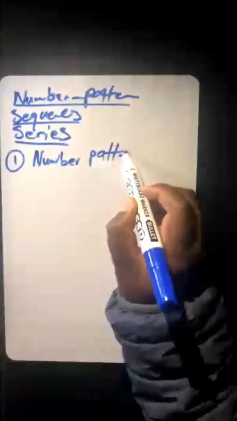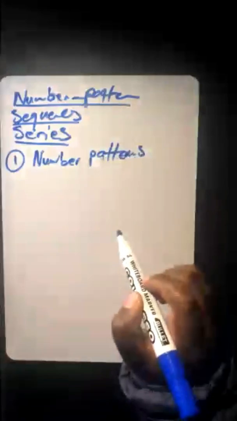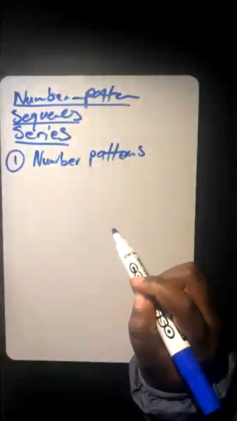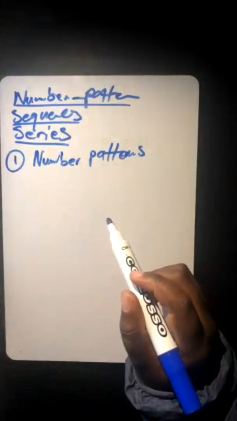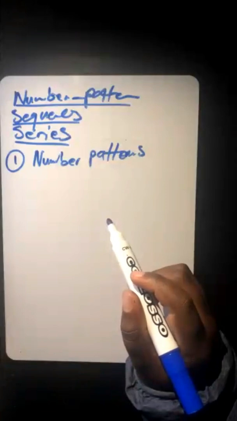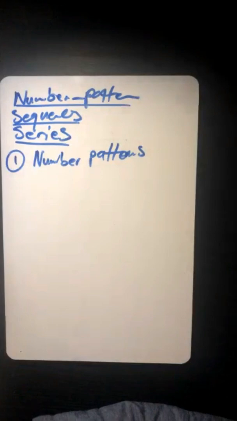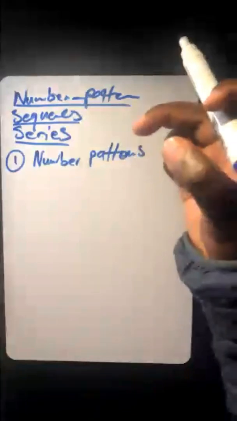Okay, number one, what I want to talk about quickly is what you guys know very well as number patterns. Good people, a list of numbers in order is called a number pattern. It's as easy as that. A list of numbers in order is what we call a number pattern. So that means you must be having a list in a certain type of order.